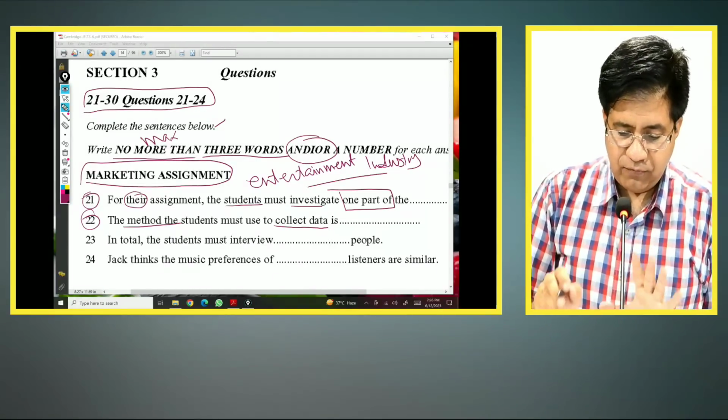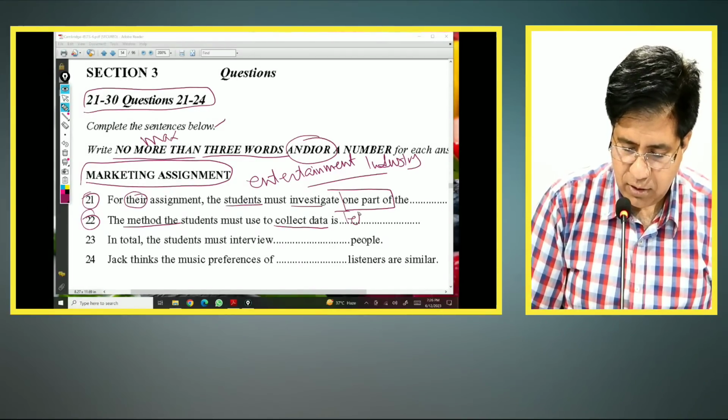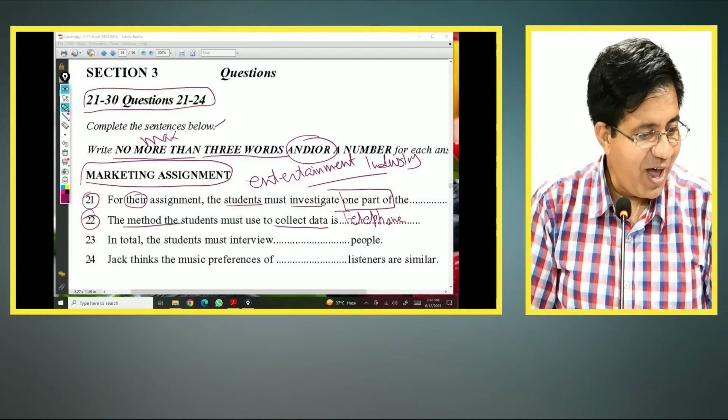So method for collecting data is telephone interviews. No. Why not?